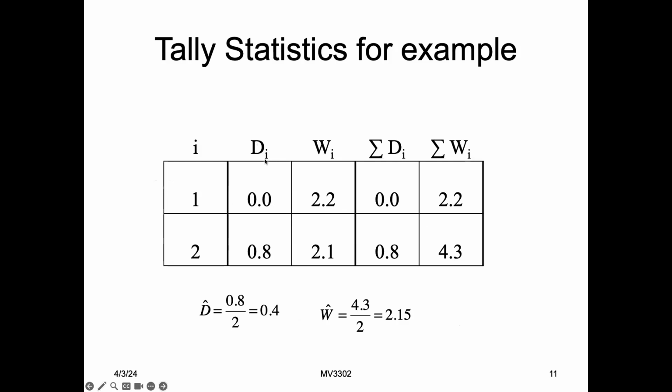So here's customer 1, customer 2. The average delay in the queue was 0.8 over 2. And the average time in the system was 4.3 over 2. So these are tally averages. Notice we had to look at the entire state trajectory to figure that out.